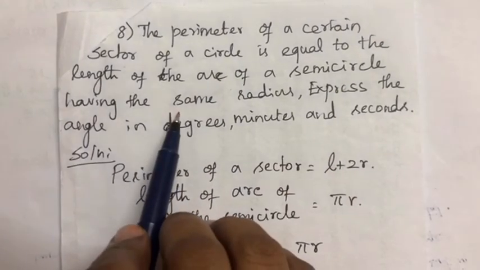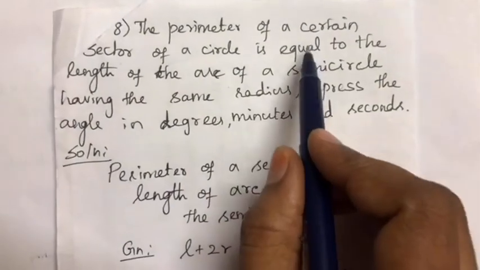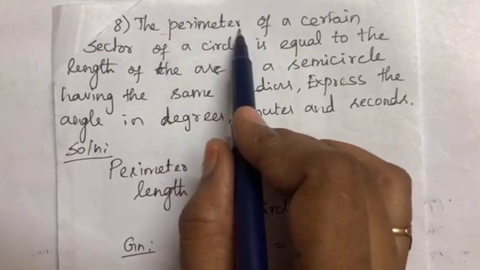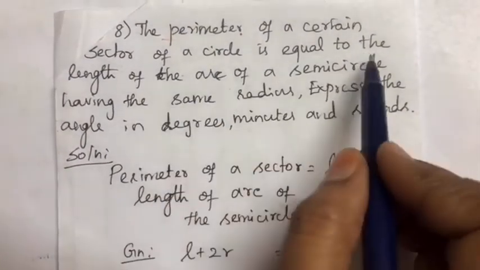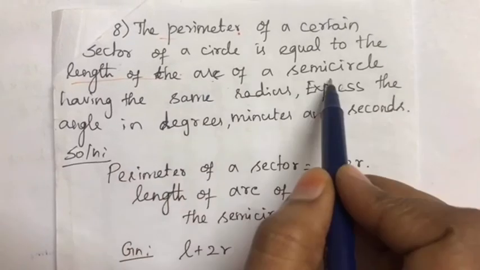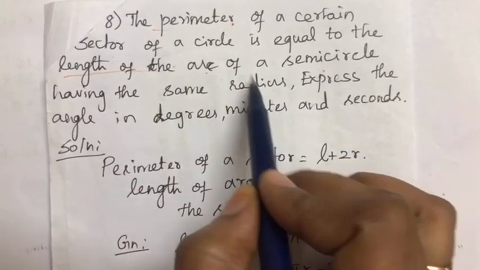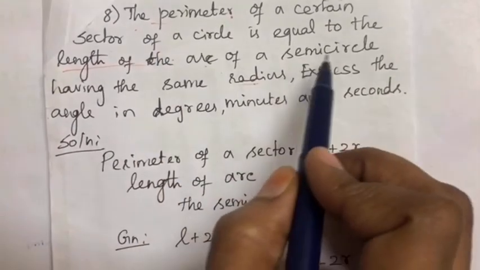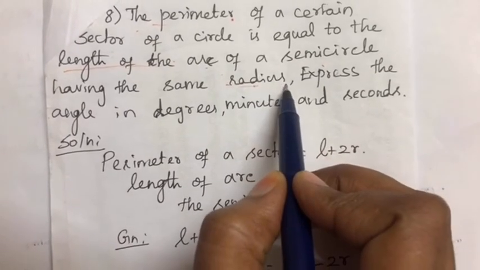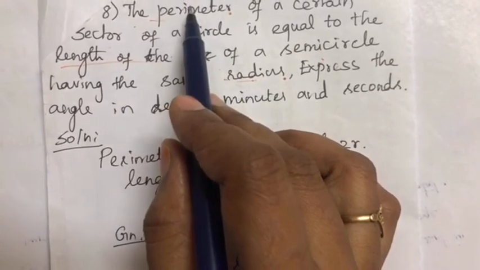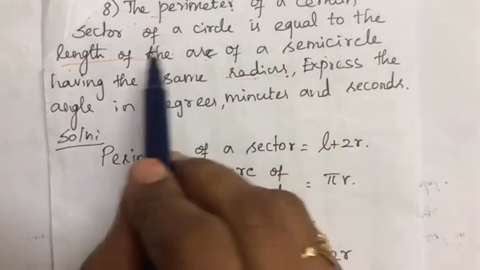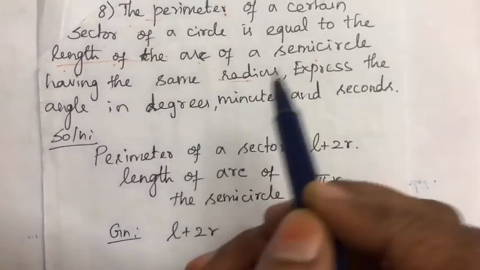having the same radius. The perimeter of a sector is equal to the length of arc of a semicircle. The radius of both is equal, the radius of this sector and this semicircle is equal. The perimeter of the sector is equal to the length of the arc of the semicircle.